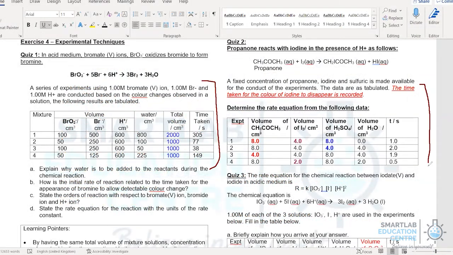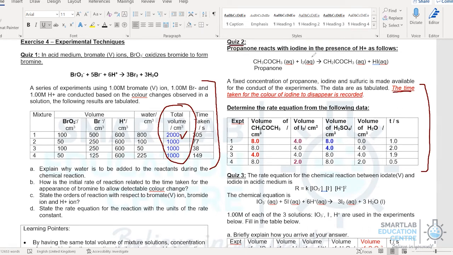Finally, before we end off, it's imperative that you take a look at quiz exercise 4, quiz 1 and quiz 2. These are the two most asked A-level questions in the exam. One, we need to learn how to normalize the data. In one of the sample data given, the total volume is no longer constant. In this case, it's 2000 cm3.